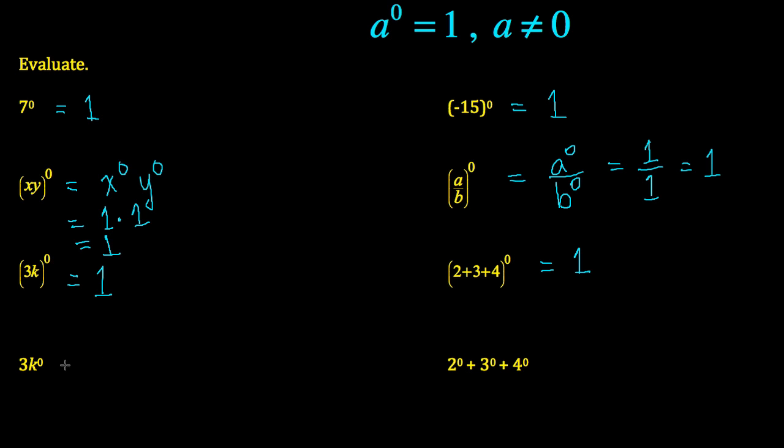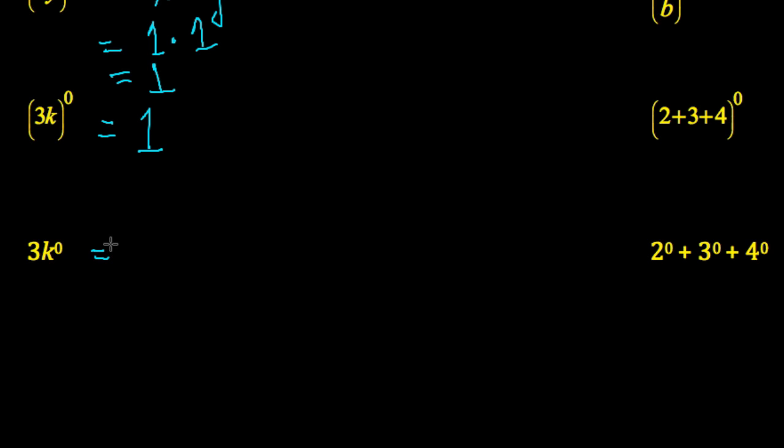Okay, well, what happens here? 3k to the exponent 0? We need to be careful here. Remember, we've discussed this before. The exponent acts on the thing to the left and no further to the left. So this is really 3 times k to the exponent 0, which is 3 times, well, k to the exponent 0 is a 1. This answer is 3. So we have to pay close attention to those kind of questions.